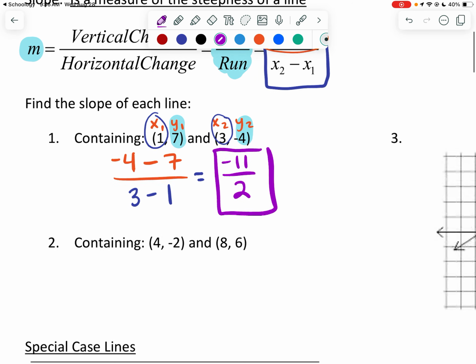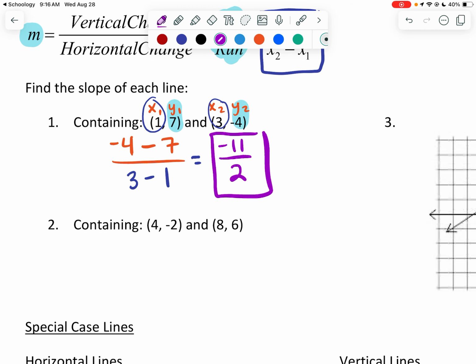So maybe the sub can pause the video for maybe 1 minute. Pause it for 1 minute. You guys try number 2, find that slope, and then we can hit play.